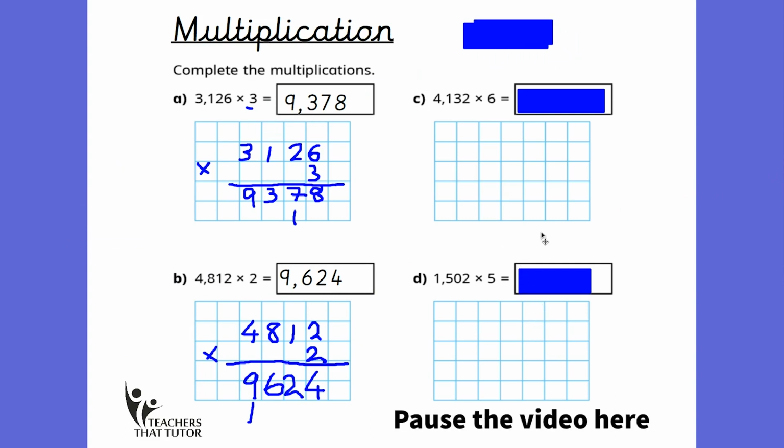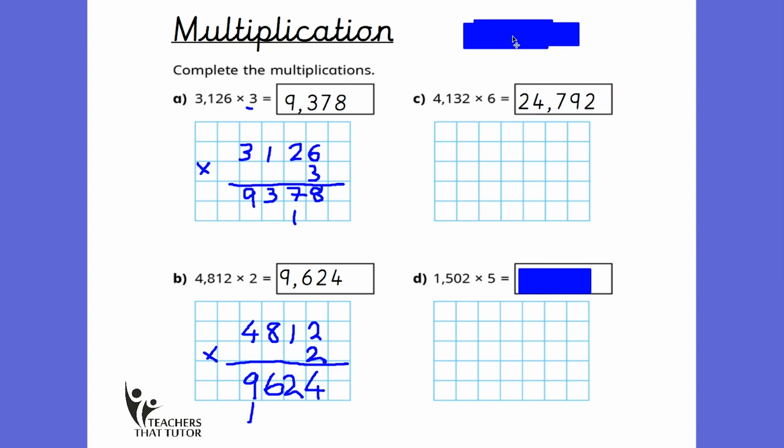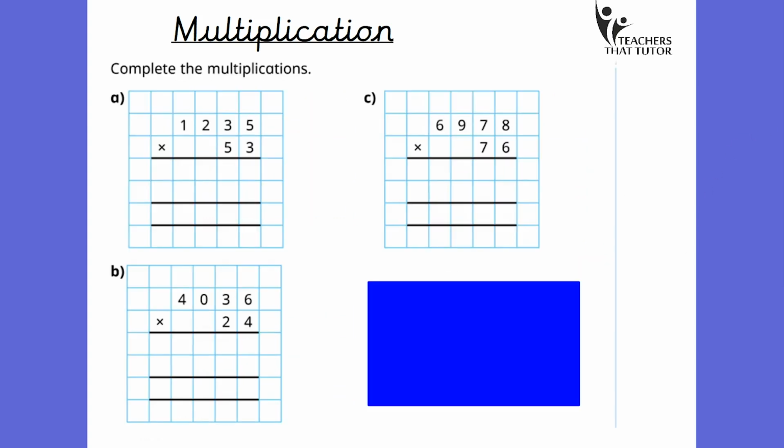So have a go now at C and D. You can do this at home if you want to. Pause the video here and have a go at these 2 questions. Alright, so how did you get on? The answer for C, you should have got 24,792. And the answer for D, you should have got 7,510.